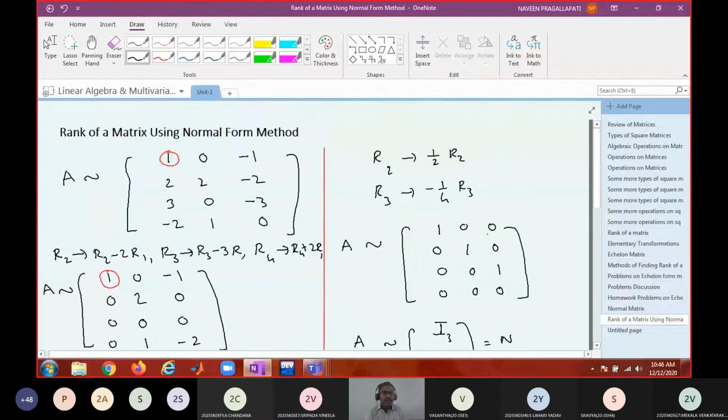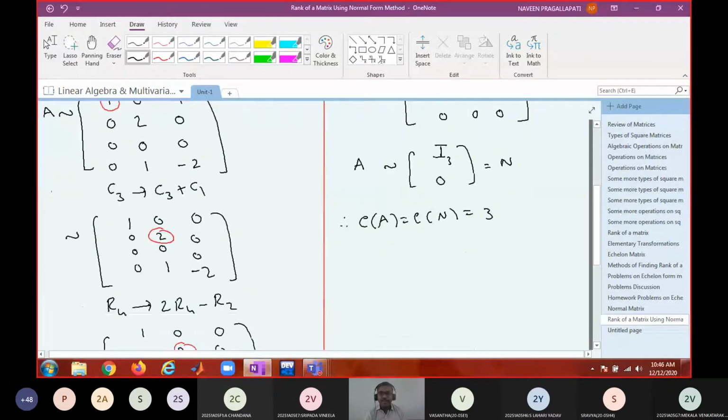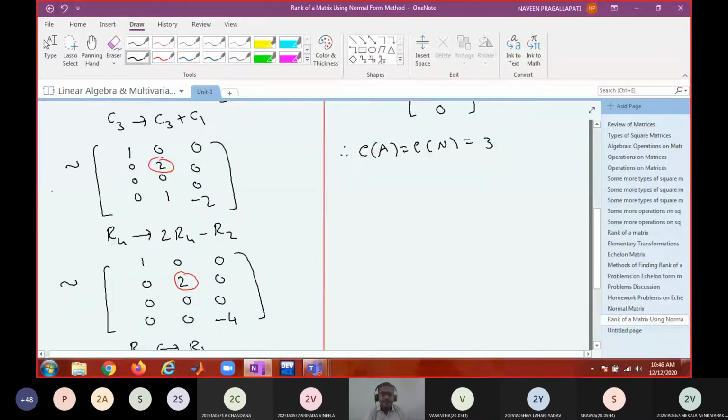We'll just do one more problem and then see another method. Okay, so can you take one more matrix? I'll now randomly give one matrix. It could be something like this.